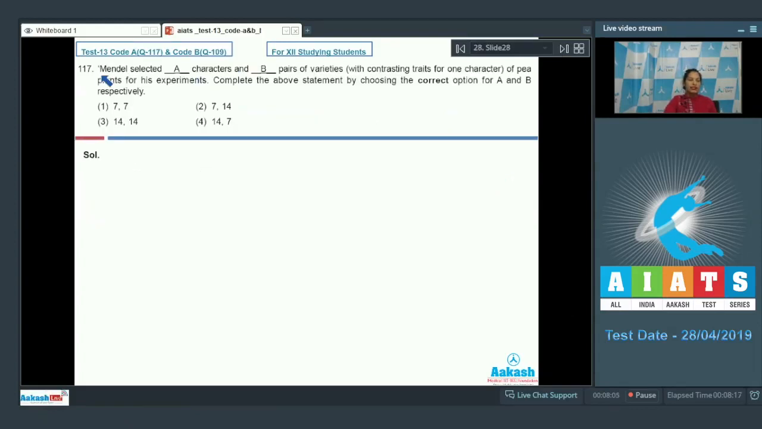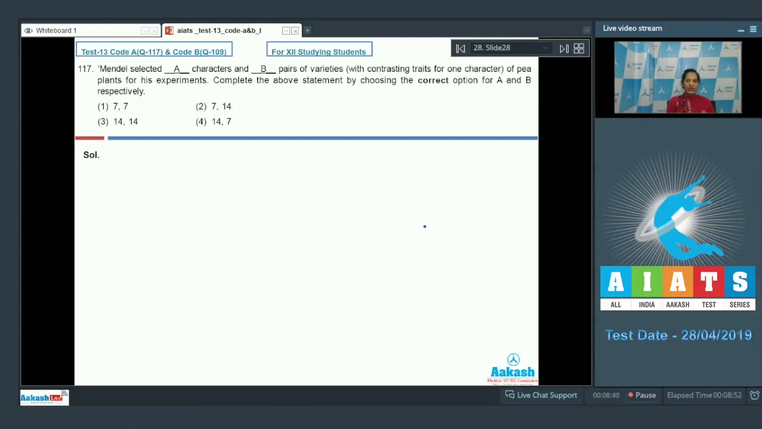Question number 117. Mendel selected A characters and B pairs of varieties with contrasting traits for one character of pea plants for his experiments. Complete the above statement by choosing the correct option for A and B respectively. First option 7, 7, second 7, 14, third 14, 14, fourth 14 and 7. Mendel is the father of genetics and he selected 7 characters and 14 varieties, means 7 pairs of varieties of pea plants for his experiments.